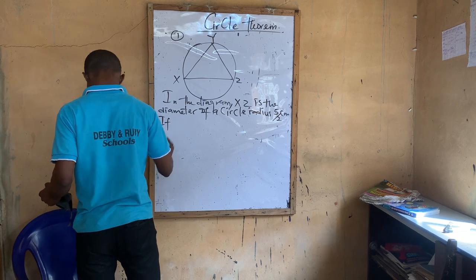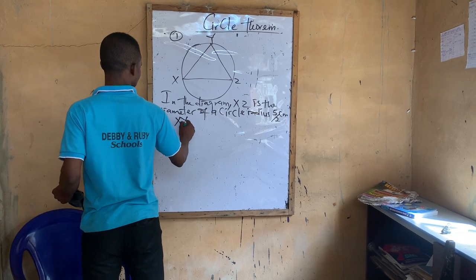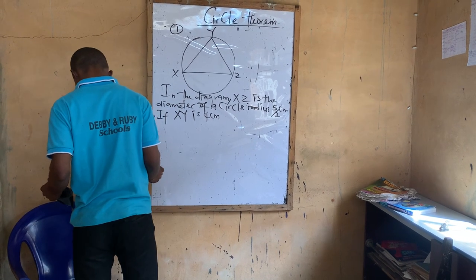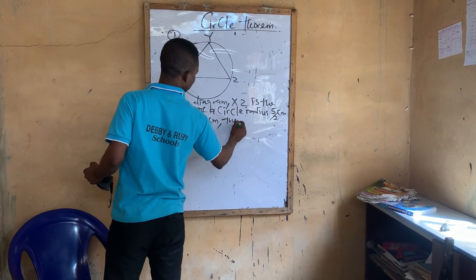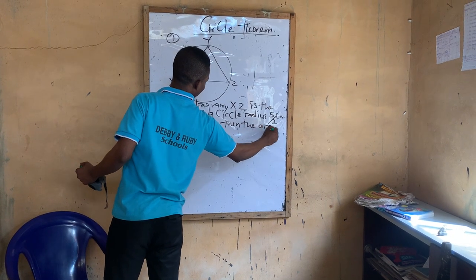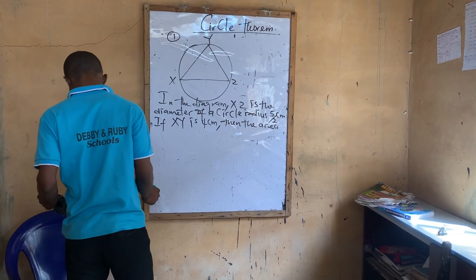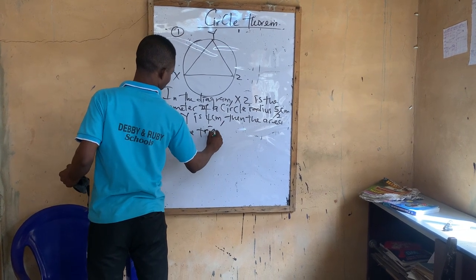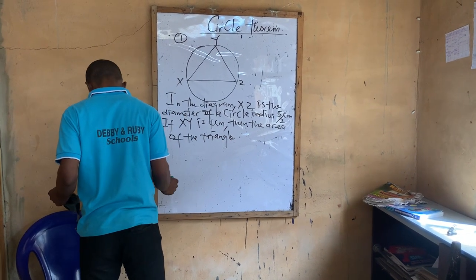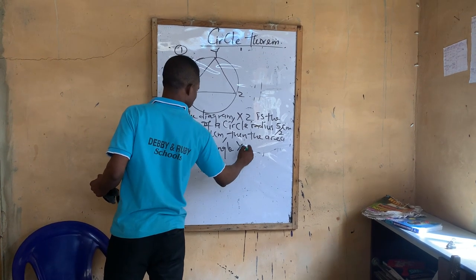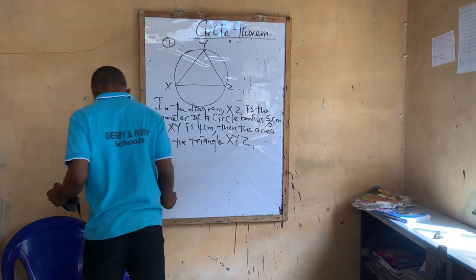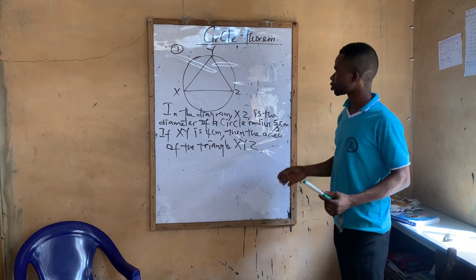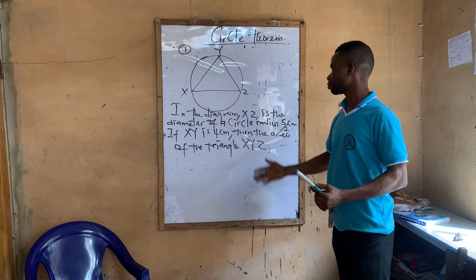If XY is 4 centimeters, then find the area of the triangle XYZ. Now, let's take a look at this number 1 question for theorems 2 and 3.